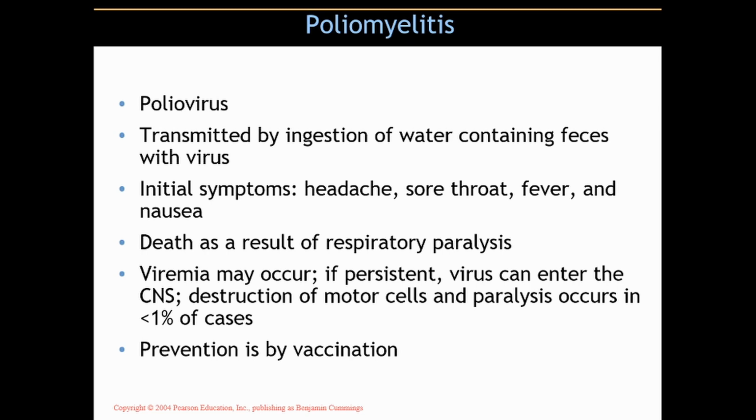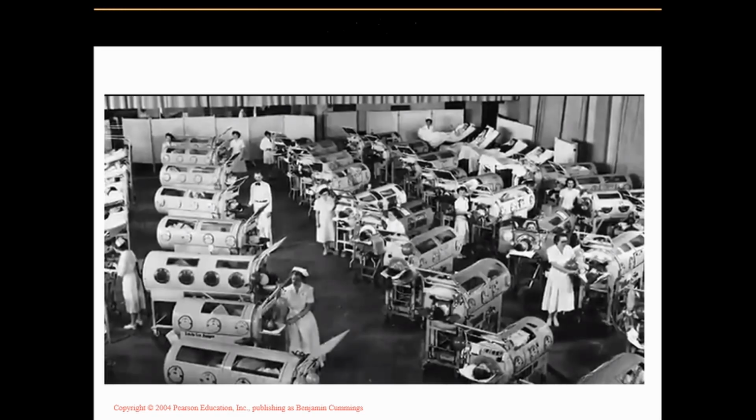Viremia may result if they get into the bloodstream, and if persistent, the virus can enter into the central nervous system. Destruction of motor cells, the ones that enable us to move, and paralysis occurs in about 1% of cases. So the peripheral nerves that are servicing the muscle, that's why the skeletal muscles are the ones that are first affected and seen. Prevention is by vaccination. The vaccination was remarkable. It was incredibly successful when it was administered.